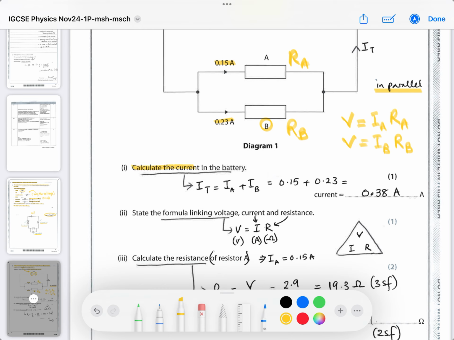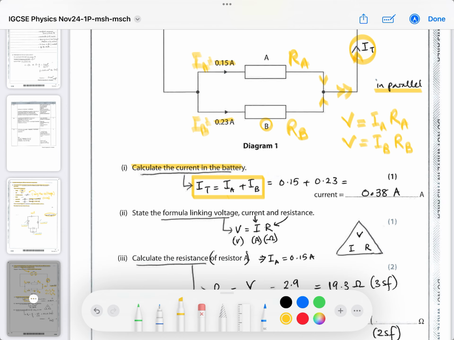It then says calculate the current in the battery. Well, the current is the total current when you join the two together. So the two currents will come through, join up, double up, and become the current that goes through the battery. Okay, so the total current is IA plus IB. So this would be IA, and this would be IB.